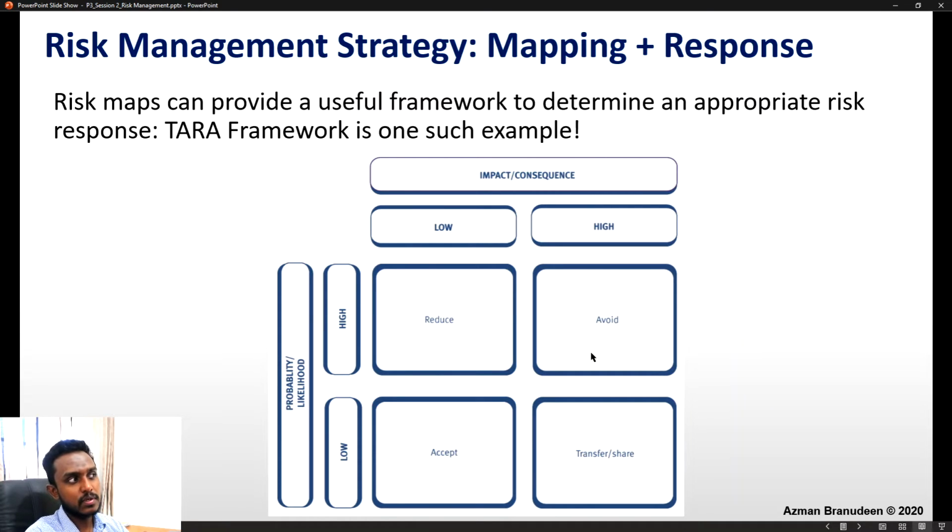This leads to the TARA framework. So transfer, accept, reduce and avoid, TARA, the TARA framework, which is a mapping plus response matrix that has been developed, which can be a good starting point for coming up with an effective risk management strategy.